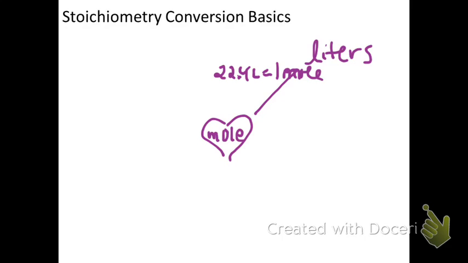Now, there is a special caveat about this conversion. The 22.4 liters being equal to a mole is only true when it is a gas at STP. For those who do not remember, STP stands for standard temperature and pressure. Standard temperature is 0 degrees Celsius and 1 atm. Now, if you wanted to get to liters, and it wasn't a gas, and it wasn't at STP, you have other options. One of the other options is to use molarity.